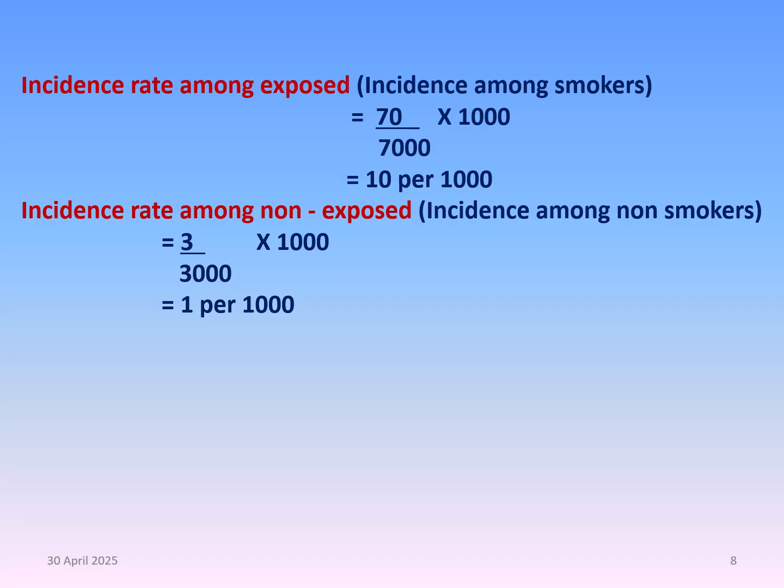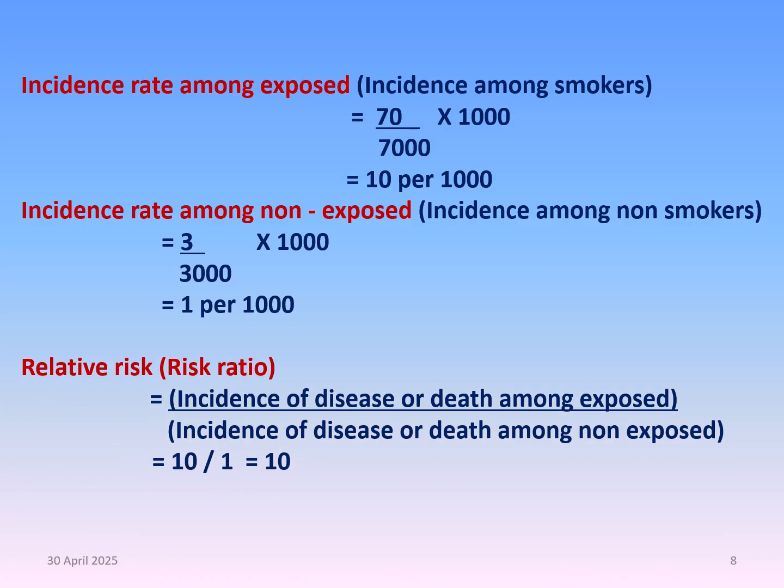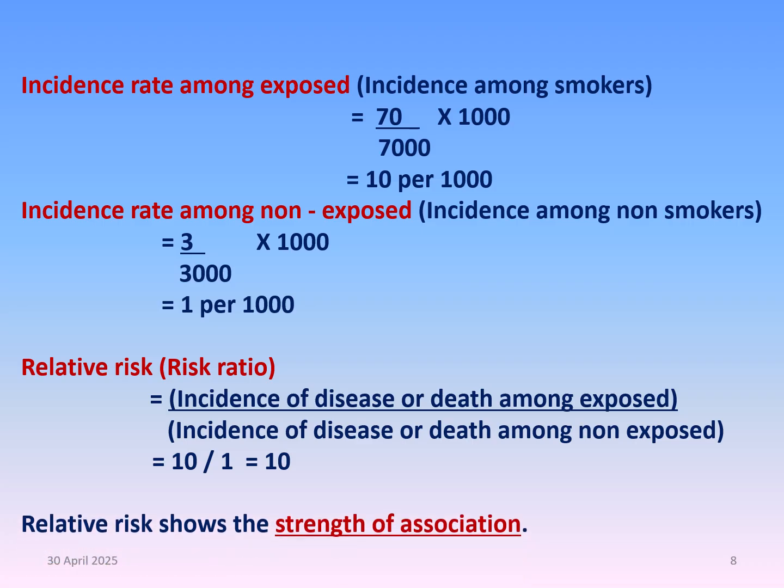Now we can calculate relative risk. Relative risk is otherwise known as risk ratio. It is the incidence of disease or death among exposed group divided by incidence of disease or death among non-exposed group. Here, incidence of lung cancer among smokers is 10 per 1,000. Incidence of lung cancer among non-smokers here is 1 per 1,000. So, relative risk will be 10 divided by 1. So, relative risk is 10. Relative risk shows the strength of association between smoking and the development of lung cancer.